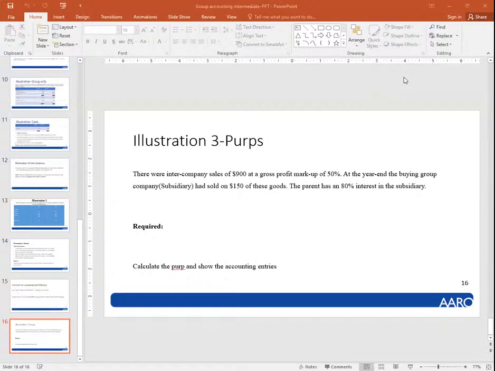At the year end, the buying group company, which is the subsidiary, had sold on 150 of these goods. The parent has an 80% interest in the subsidiary. So required, they want us to get the PAPS and show the accounting entries. Could you kindly help me do that in a minute? So I can summarize this for you on the board.